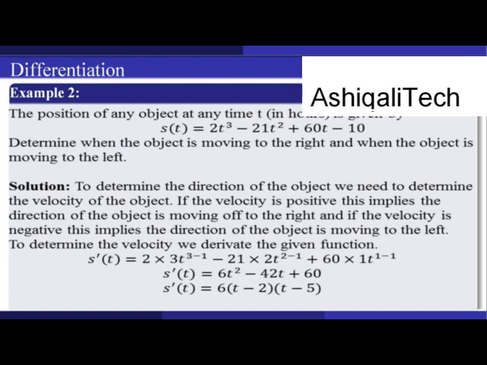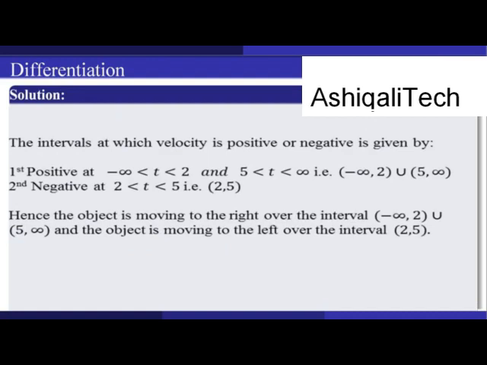So we get s prime of t is equal to 2 times 3t raised to the power 3 minus 1, minus 21 times 2t raised to the power 2 minus 1, plus 60 times 1t raised to the power 1 minus 1. That is, s prime of t is equal to 6t square minus 42t plus 60. So if we factorize, we get s prime of t is equal to 6 times t minus 2 times t minus 5.